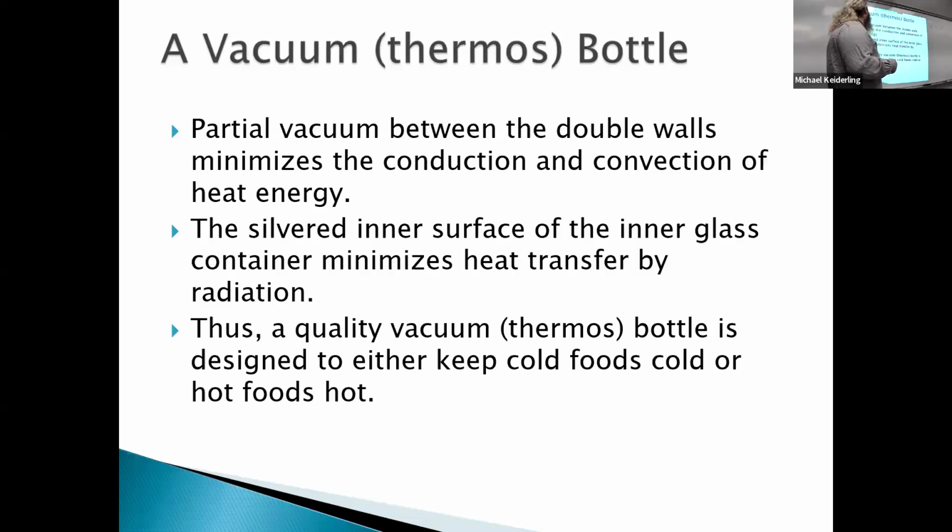The silvered inner surface of the inner glass container minimizes heat transfer by radiation. Thus, a quality thermos bottle or vacuum bottle is designed to either keep cold foods cold or hot foods hot. And when you want to reach seriously low temperatures, you use what's called a Dewar flask, which is sort of a bigger version of that. And it's the same thing.